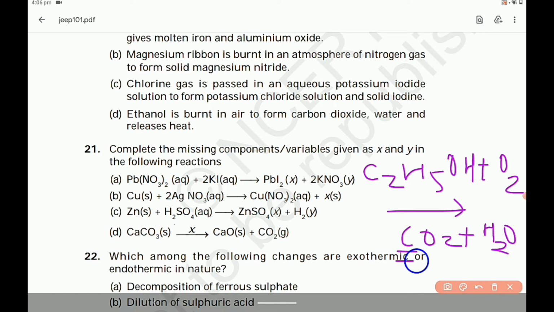So there is 1 carbon here and 2 carbons here. You can put a 2 over here, 2 CO2, and hydrogens, if you see, 5 plus 1, 6 are there, so put a 3 here. Oxygen is 2 2s are 4, 4 plus 3, 7, and here there is 2 plus 1, 3, so you can put a 3 here. 3 2s are 6, 6 plus 1 is 7. I think it's balanced now.